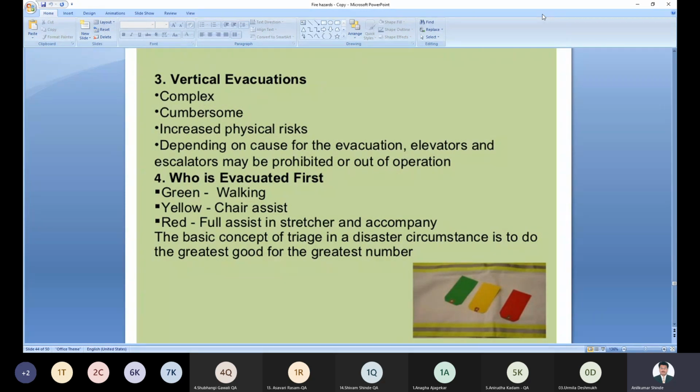Those with serious injuries we can evacuate first, and those who are not much injured can be evacuated after that. We can provide different labels: green label, yellow label for chair assist, and red label for full assist with a stretcher. If the green label is there, the person is able to walk and evacuate from that place. If the yellow label, the person is not walking properly, so he requires a chair to transfer him.